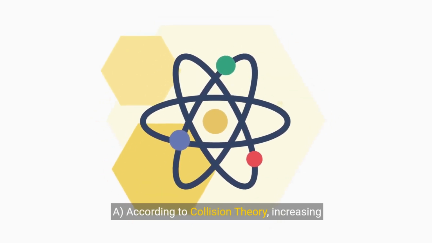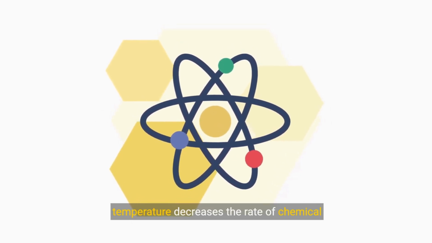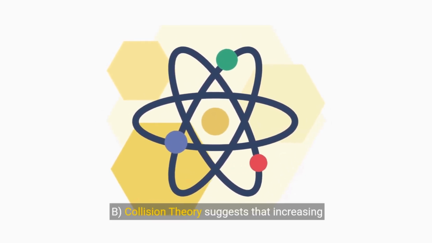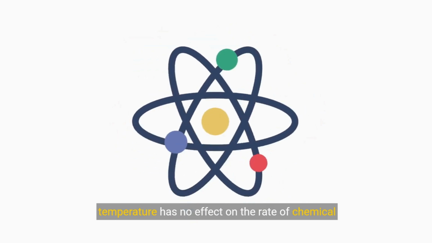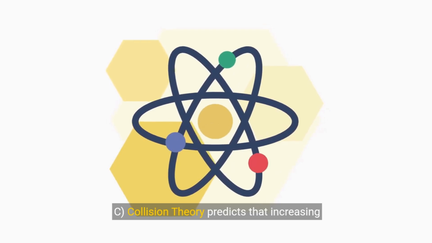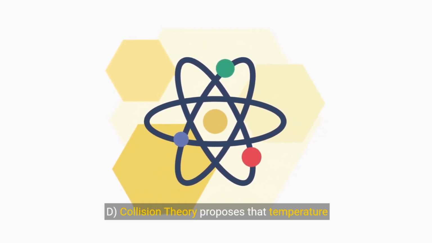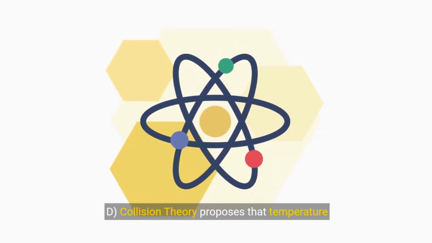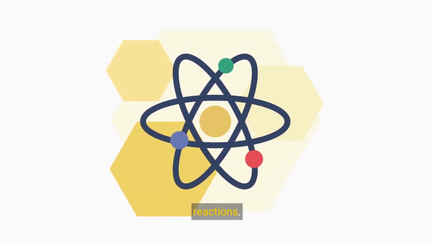A. According to collision theory, increasing temperature decreases the rate of chemical reactions. B. Collision theory suggests that increasing temperature has no effect on the rate of chemical reactions. C. Collision theory predicts that increasing temperature increases the rate of chemical reactions. D. Collision theory proposes that temperature only affects the equilibrium constant of chemical reactions.